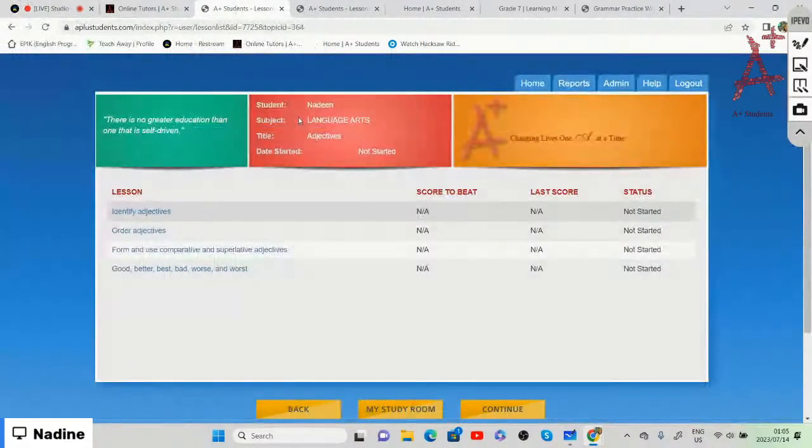And then we are also going to learn about good, better, best, bad, worse, and worst, right? So we're going to also learn how to properly use that, usually when it comes to comparative and superlative adjectives, like the example good, better, best, bad, worse, and worst. All right, so we're going into our first lesson, which is identify adjectives.